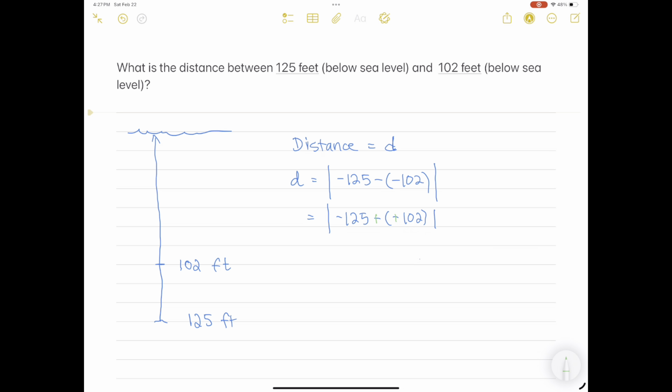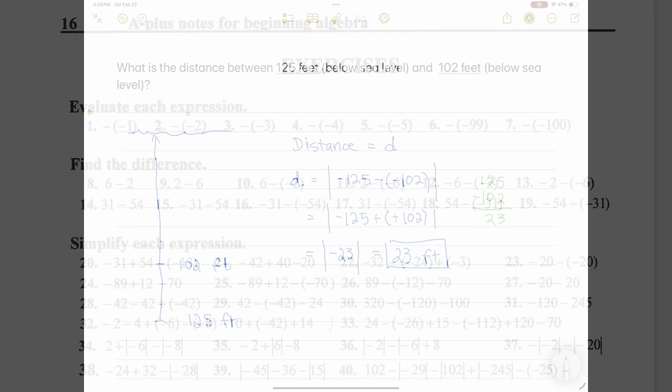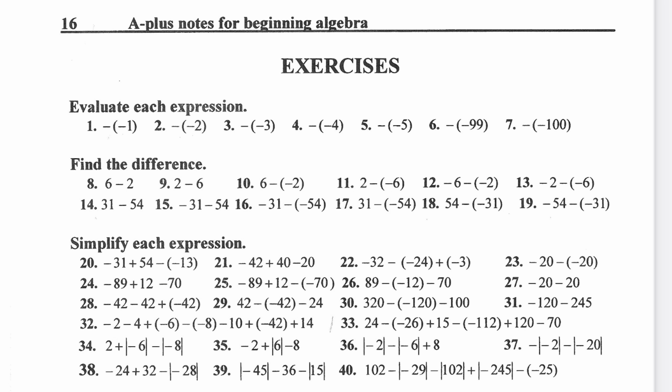I add its opposite to get negative 125 plus 102. I do that calculation on the side. 125 minus 102 is 23. And since the larger absolute value is 125, which is negative, it would be negative 23. The absolute value of negative 23 is 23. 23 feet is the answer. I box my answer.